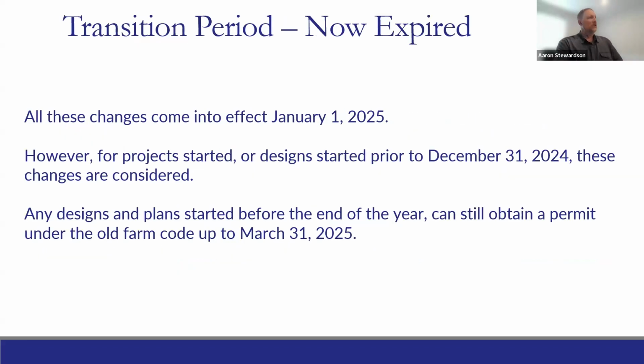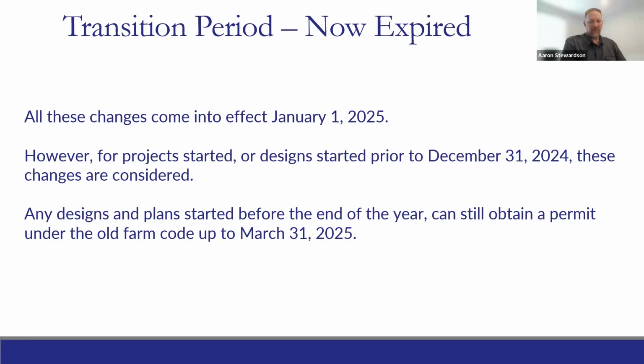So there was a transition period. This is now expired. The transition period was January 1st, 2025 until March 31st, 2025. And that was basically any projects that were substantially started with design work prior to the end of 2024 would be considered previous codes, right? And that allowed a little bit of flexibility, right, to bring in work and keep things going without having to meet the new code.